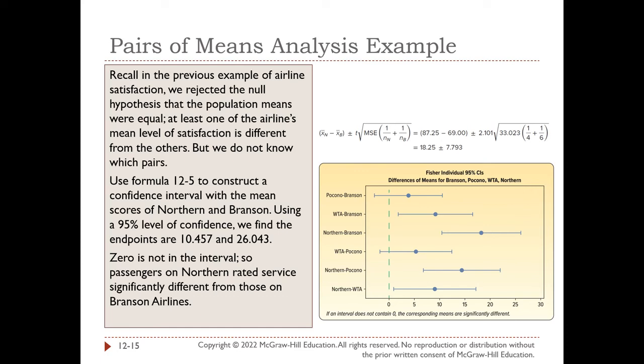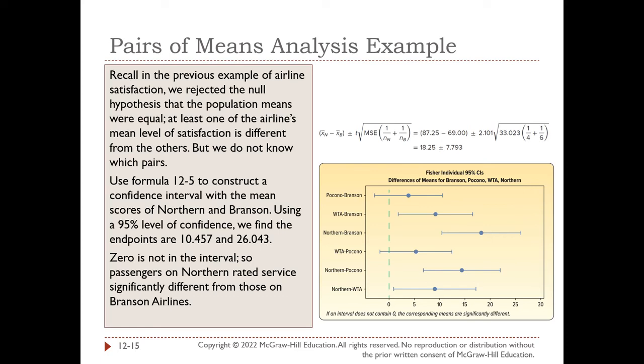We find that the endpoints are 10.457 and 26.43. Zero is not in the interval, so passengers on Northern rate service significantly different from those on Branson Airlines. So they used just one example.